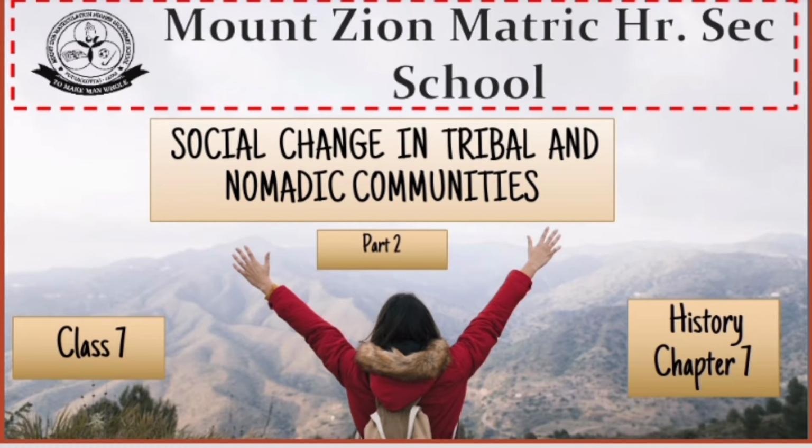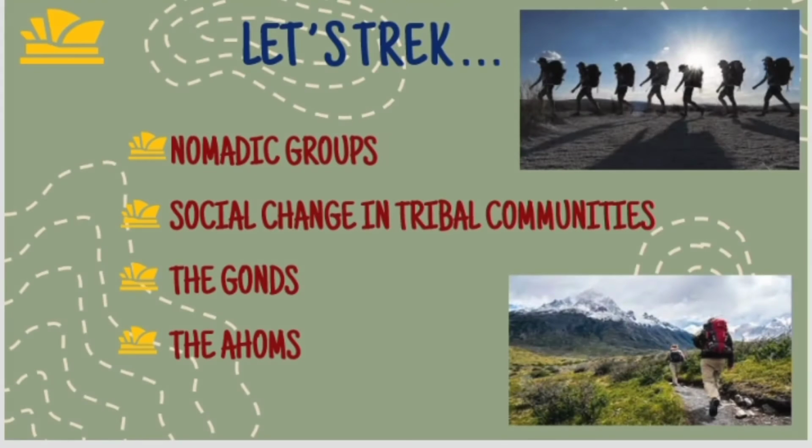In the first part, we considered that we were going for trekking so that it would be easy for understanding. Similarly, now also we are going to trek. We are going to trek about the nomadic groups, social change in tribal communities, the Gond Dynasty, and the Ahom Dynasty. So these are the things we are going to see in part 2 of the lesson.